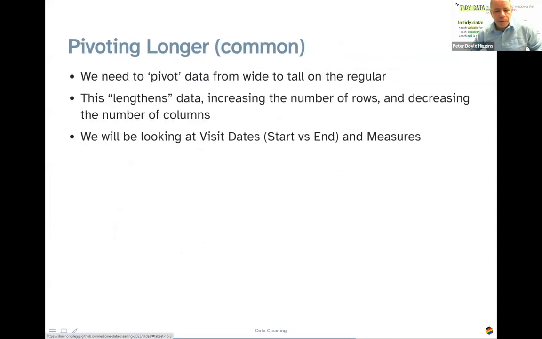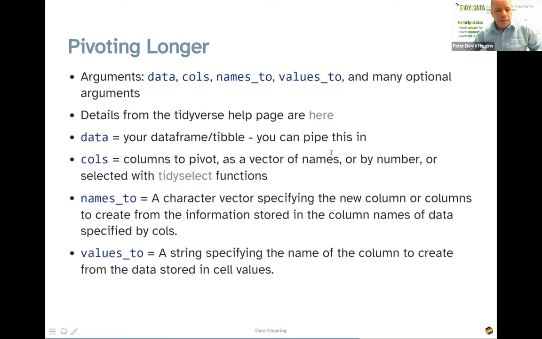So it's very common to pivot data from wide to tall or long on the regular. This lengthens the data, increasing the number of rows and decreasing the number of columns. And we'll be looking at visit dates, start versus end, and measures. The arguments for pivot longer: of course, you have to reference the data you're going to be pivoting, the columns to pivot, the names the columns will go into a new column, and where the values should go. And there are many optional arguments.